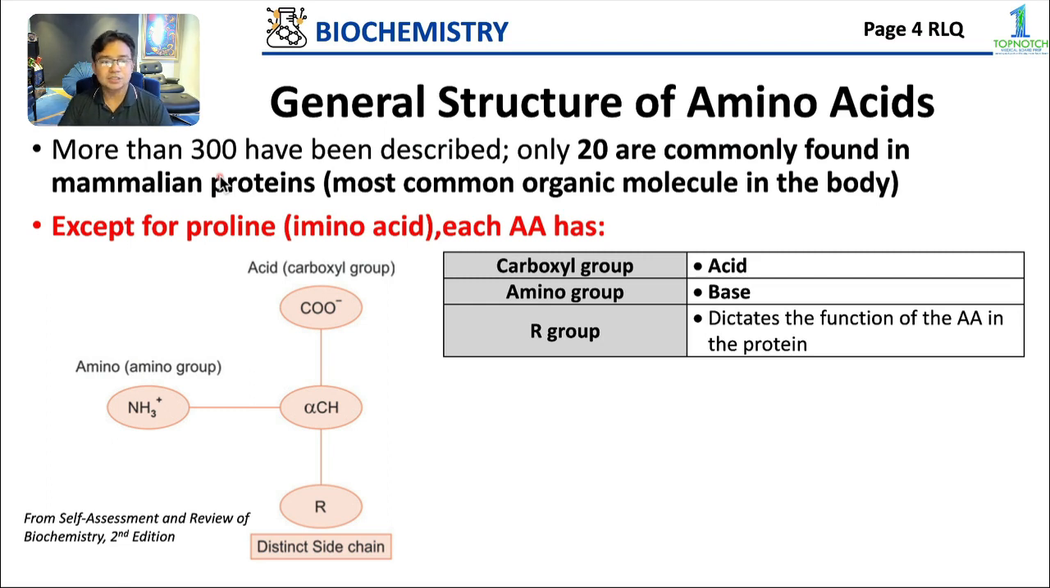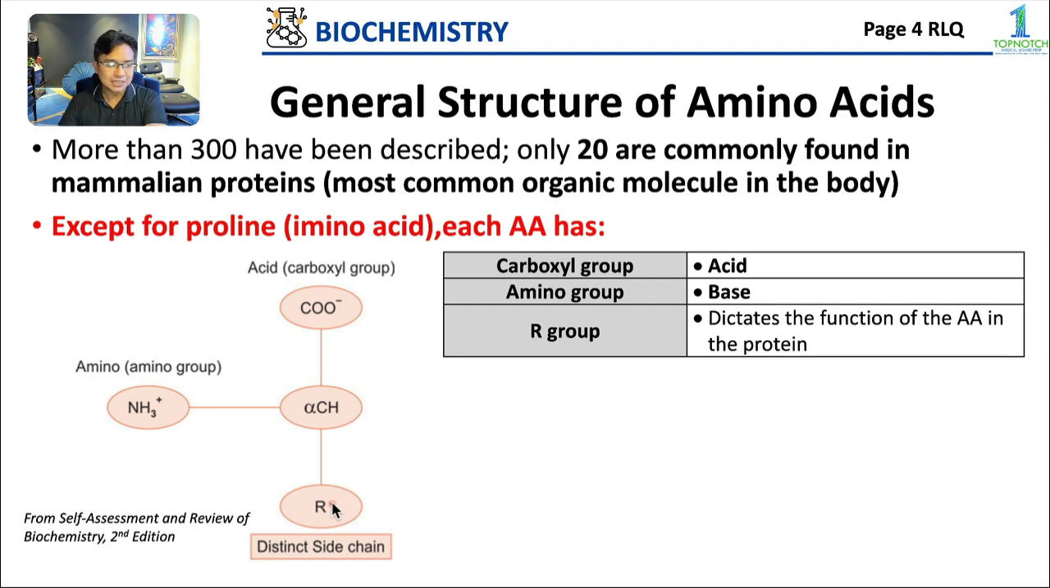Now, amino acids, only 20 are commonly found in mammalian proteins. And they have the following structure. You have an alpha carbon at the center. We have here an H molecule, a proton. We have here a carboxyl group, the acidic nature of your amino acid. We have here the amino group, the basic property of your amino acid. And we have your side chain, which functions as a way of determining the properties of your amino acid.